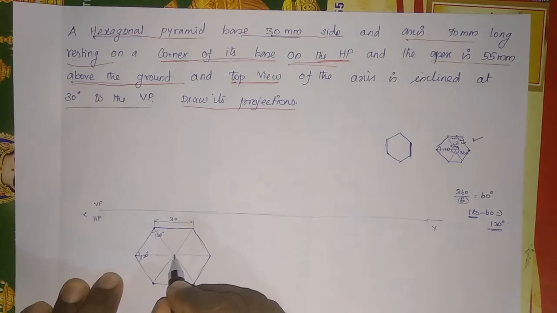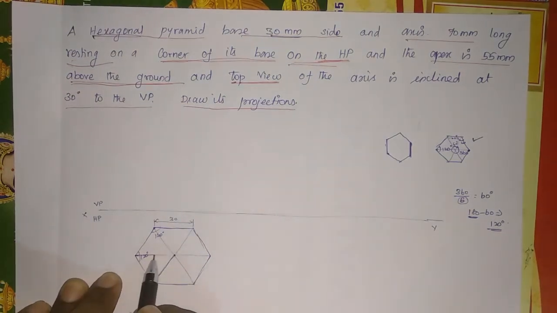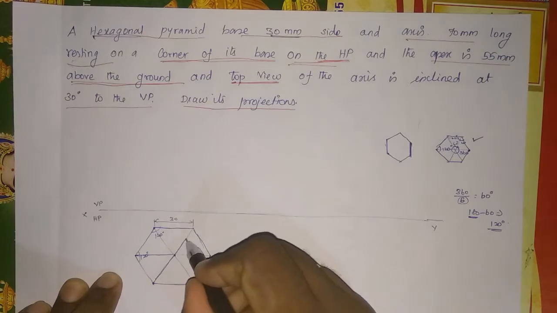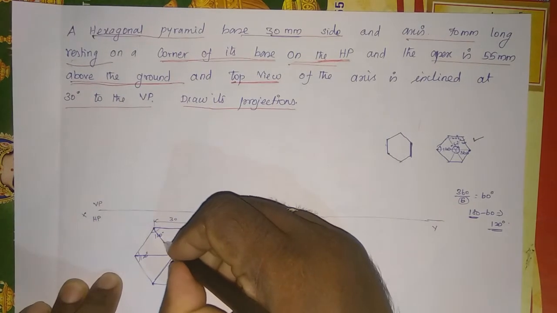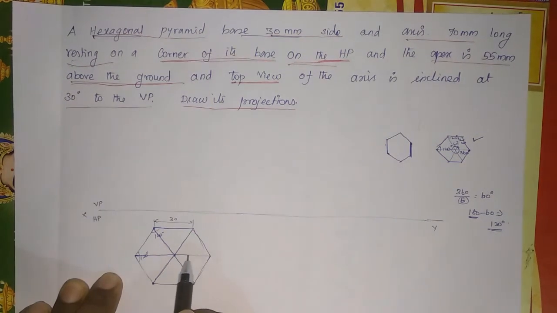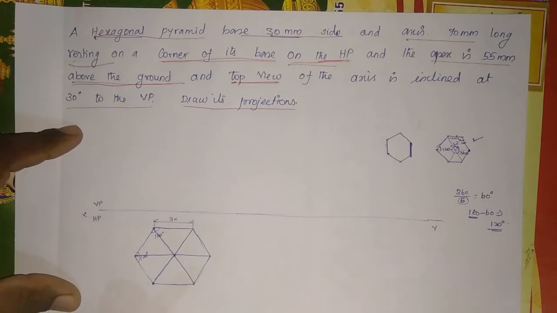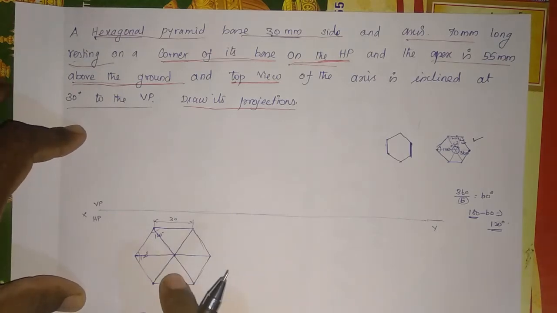So we are getting that point. So this is the top view of the given hexagonal pyramid. This is the simple position of the top view of the hexagonal pyramid. So now I am going to draw the front view.